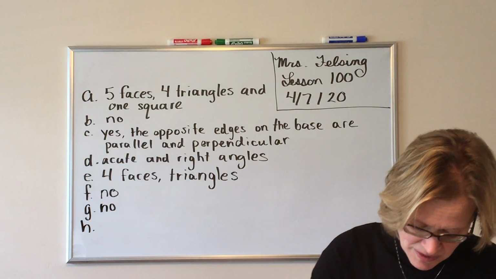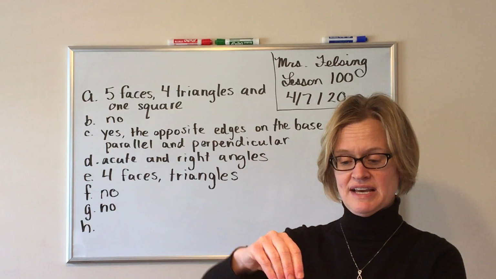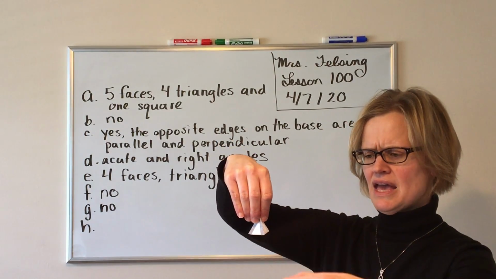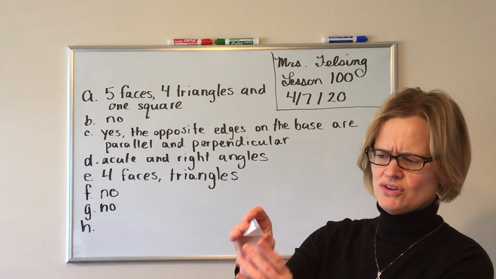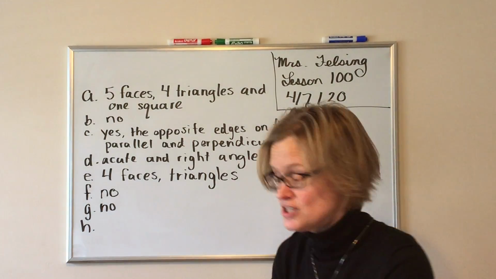Letter H. In the pyramid above, what types of angles are formed by intersecting angles? So I'm looking over here. And these angles that come together, they all look smaller than 90 degrees. So all of these angles are acute.